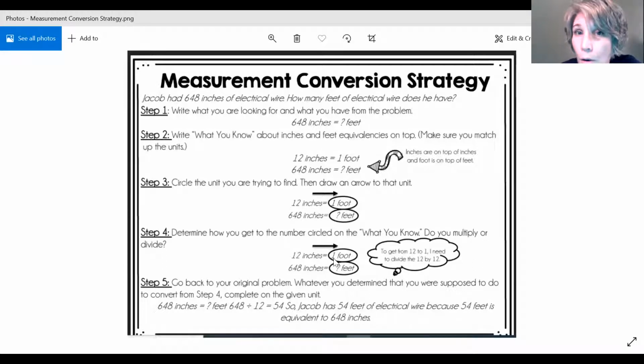Which makes it smaller, multiplying or dividing? You're right, we're going to divide. 12 divided by 12 equals 1. So if that's what I did to change it from inches to feet here, then that's what I'm going to do down here. I'm going to do 648 divided by 12, and that will tell me how many feet it is. We see here 648 divided by 12 equals 54.